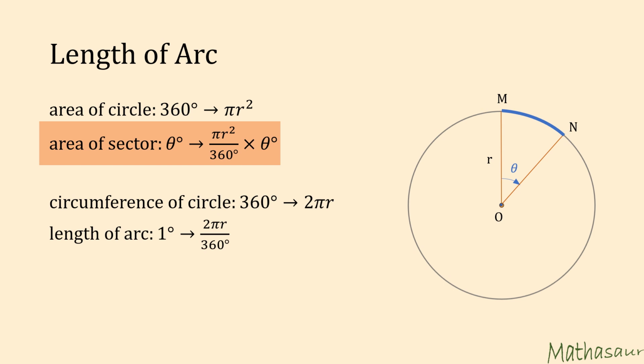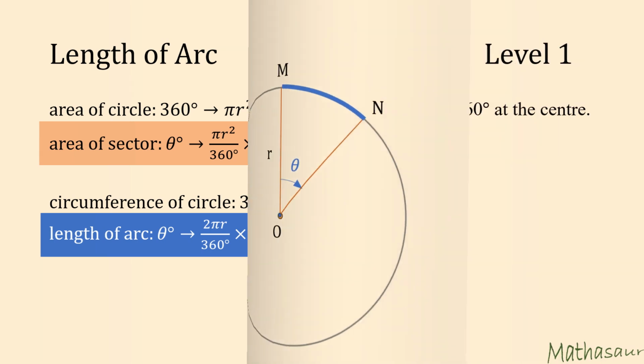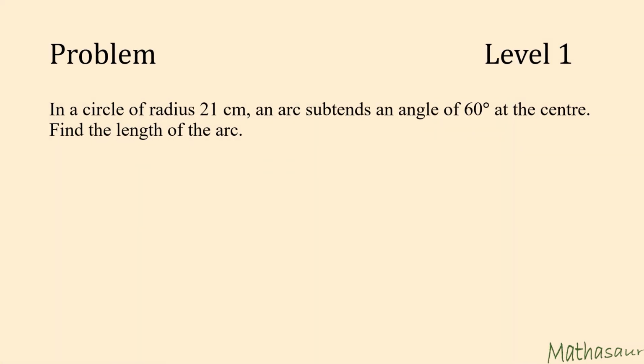So let us apply the unitary method once again to find the length of this arc. So it would be 2 pi r by 360 degrees times theta degrees, which is the angle subtended by the arc at the center. So we are applying the unitary method for finding area of a sector as well as the length of an arc.